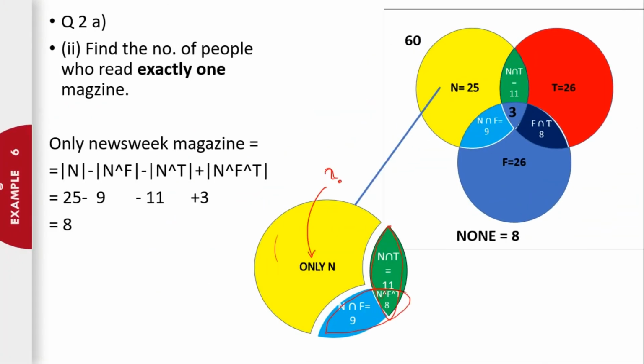Next question, we have to find how many people read exactly 1 magazine. So let's solve for Newsweek magazine. Take this whole circle from the Venn diagram, and we only have to calculate the yellow portion. This will be only the people who are reading only Newsweek magazine, and this will be calculated as whole N minus N intersection F minus N intersection T plus N intersection F intersection T. Put the values, you will get the answer that there are total 8 people who read only Newsweek magazine.